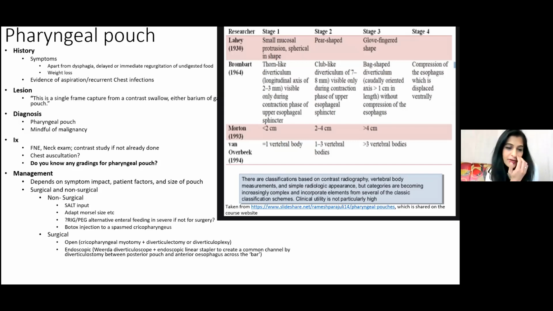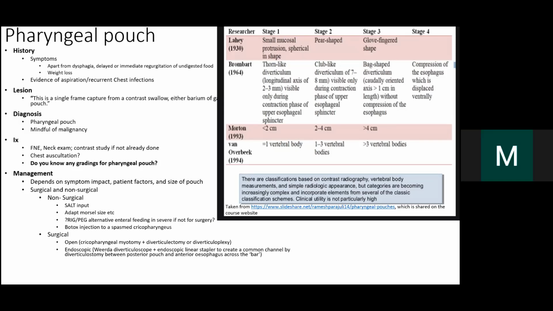So obviously the management of pharyngeal pouch, like I said, it's one of these things that we see so often that we can make it very straightforward, and that means that actually in the exam you might miss key points. So do remember that there's both surgical and non-surgical management of pharyngeal pouch, and there's quite a lot that can be involved in the non-surgical management.